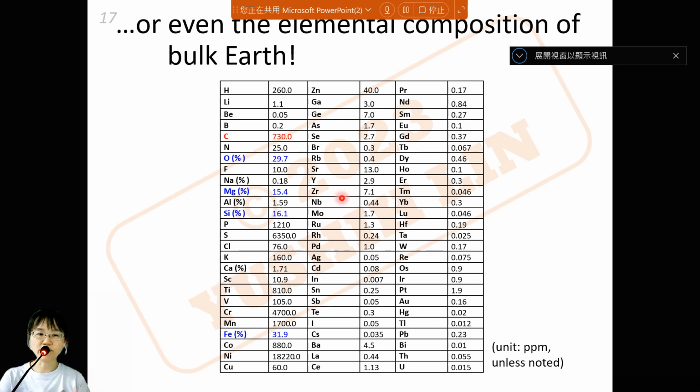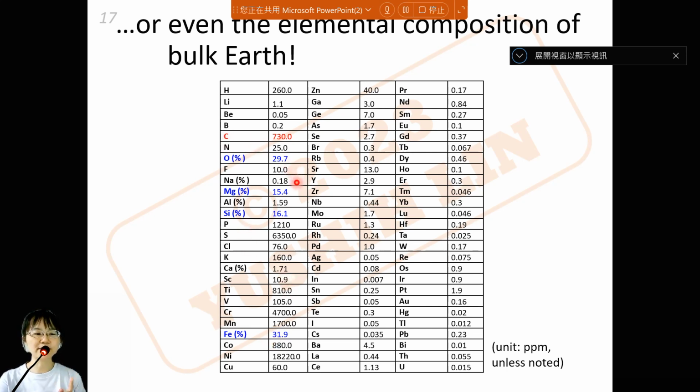We just look at a few of them. We don't need to look at all of them. Most of their units are ppm, unless noted. So these four are in percent. The most abundant element is iron, but you cannot see it. It's at the very interior part of the Earth.